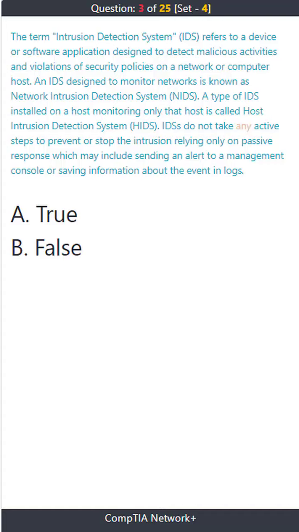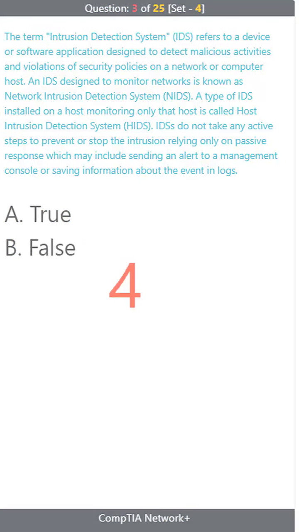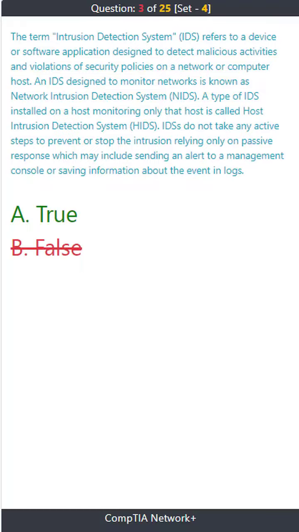IDSs do not take any active steps to prevent or stop the intrusion, relying only on passive response, which may include sending an alert to a management console or saving information about the event in logs. A. True, B. False. The correct answer is A. True.